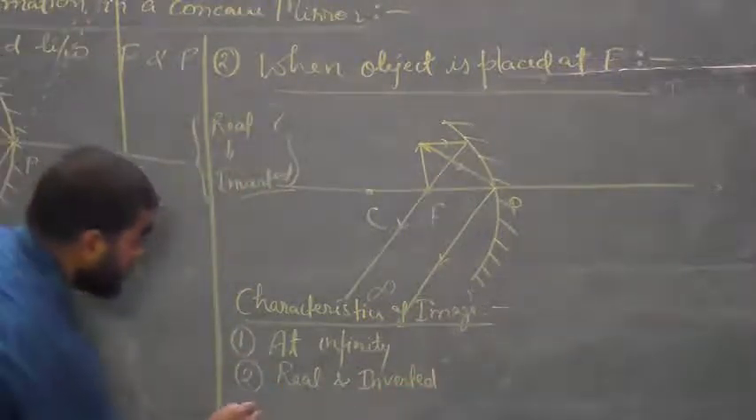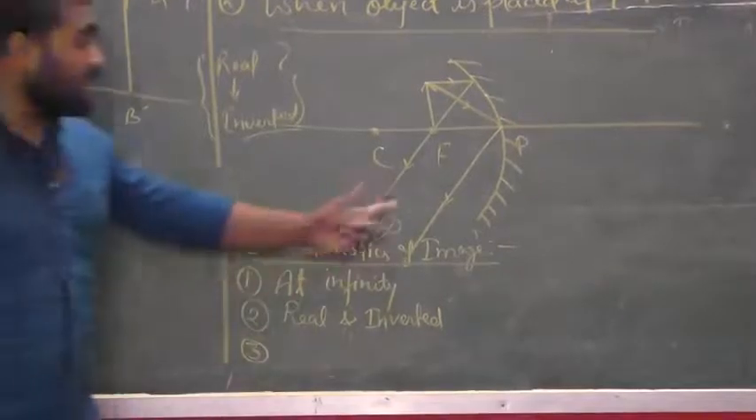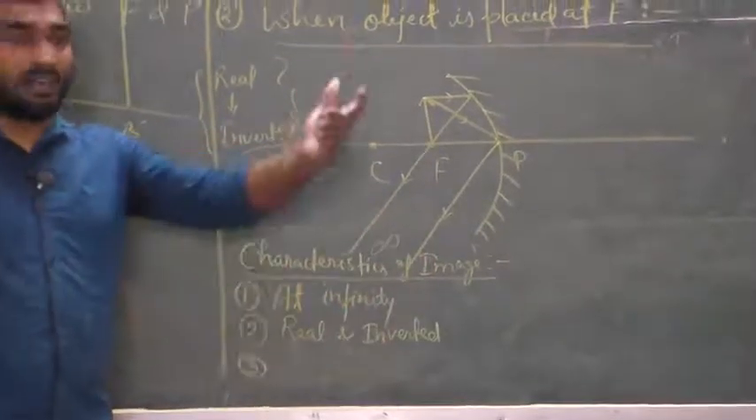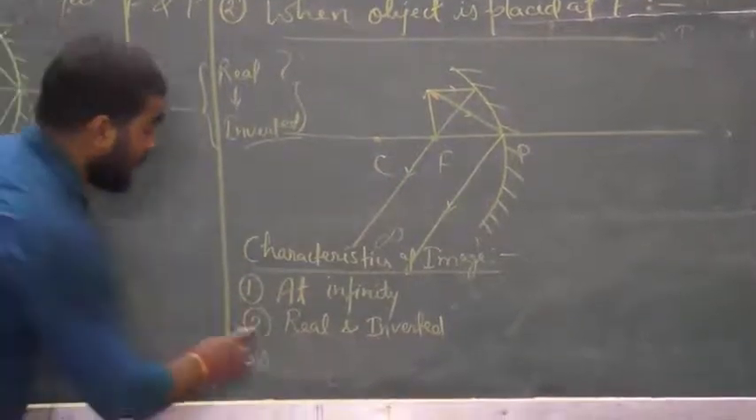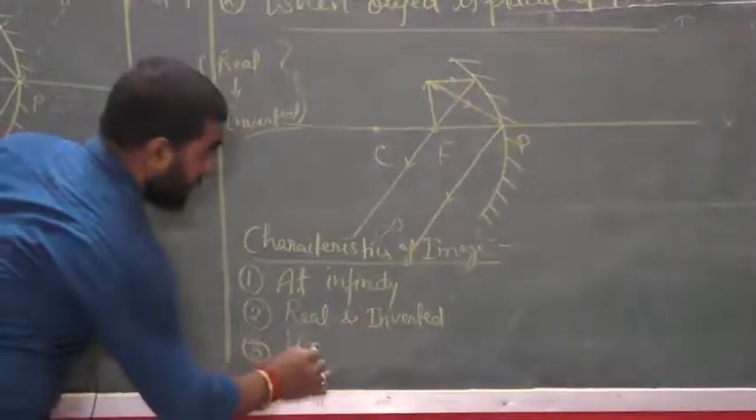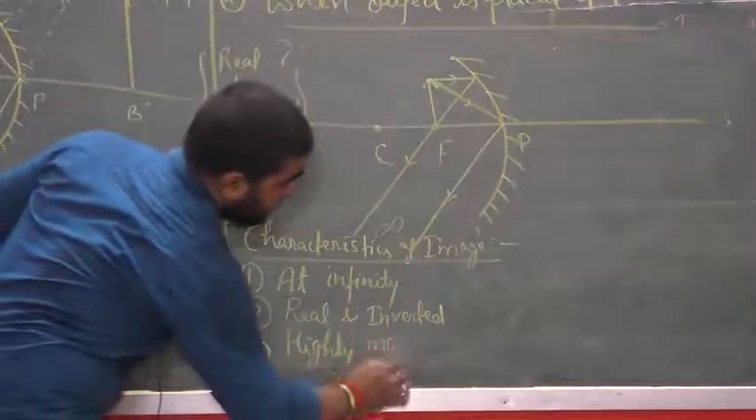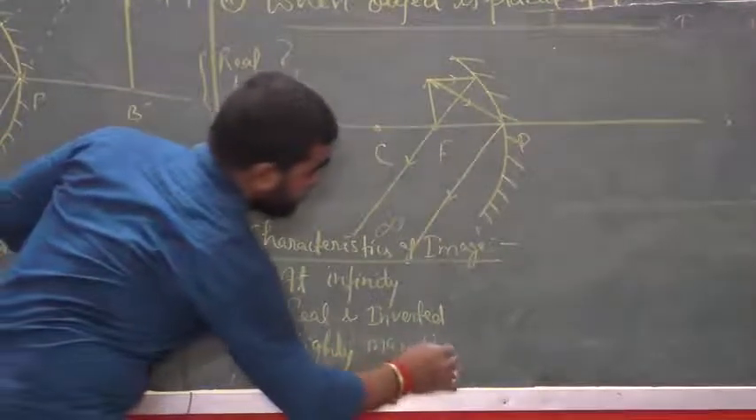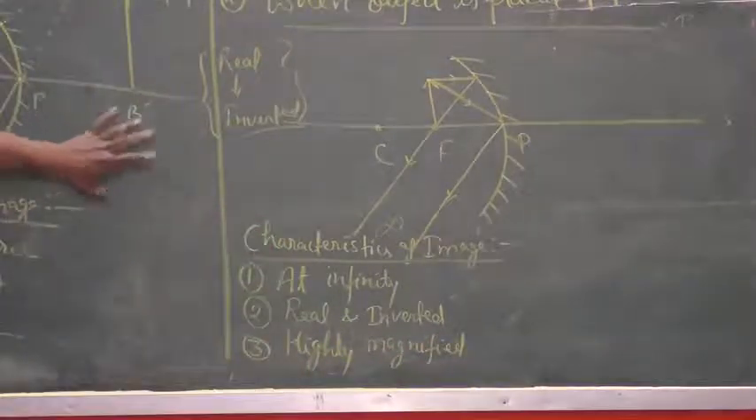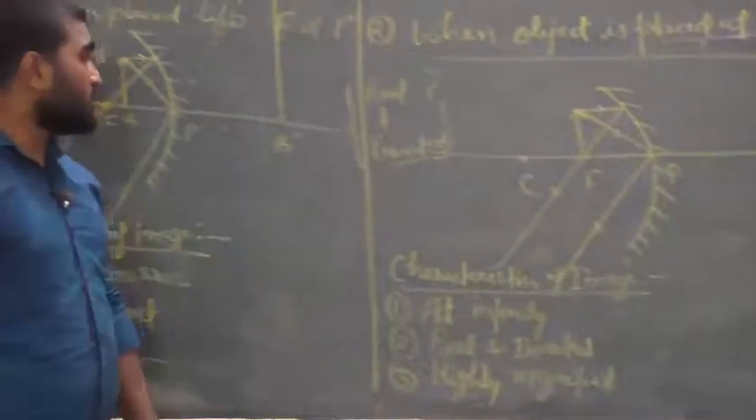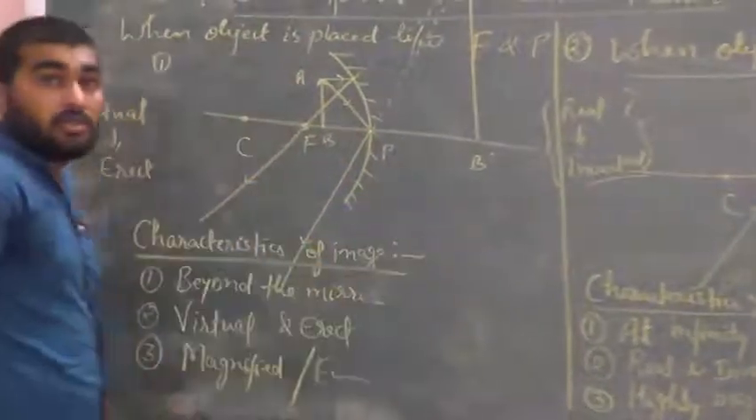In the third case, what is its size? Magnified, diminished, or highly magnified? It will be highly magnified. Then a highly magnified image is formed here, or a highly enlarged image. So we have discussed two cases here. Now I am going to discuss the third case. Before rubbing this, you can note it down.